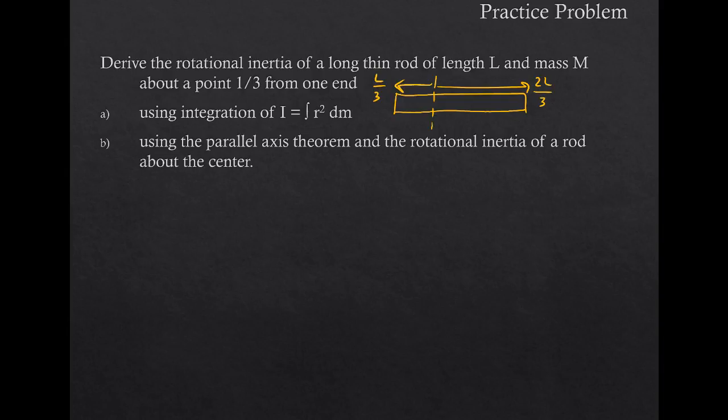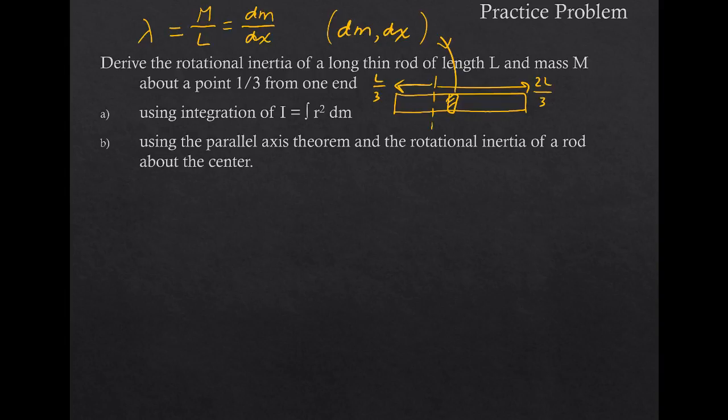Okay, so what I want to do is consider a small piece of the rod that is going to have a mass of dm and a length of dx. And what's going to link this together is that this is going to have a linear density of the total mass of the rod divided by the total length, which is equivalent to the mass of a small piece over the length of a small piece.